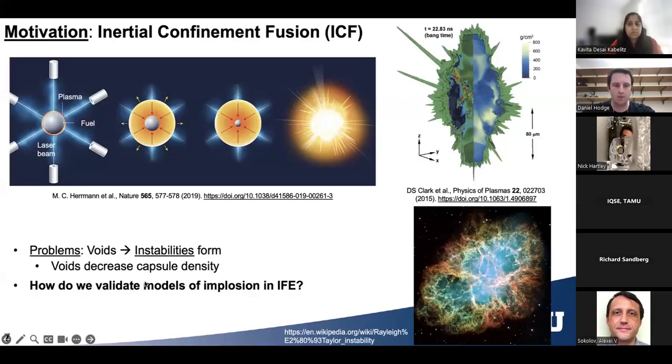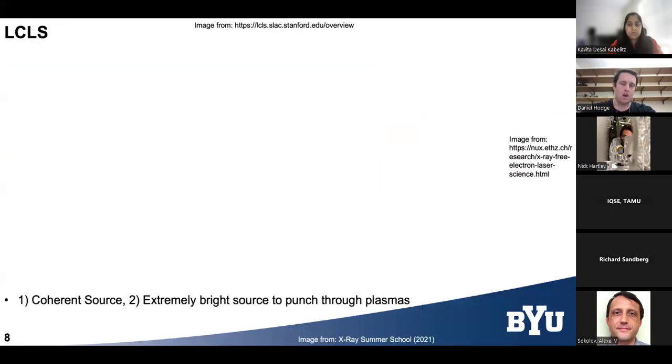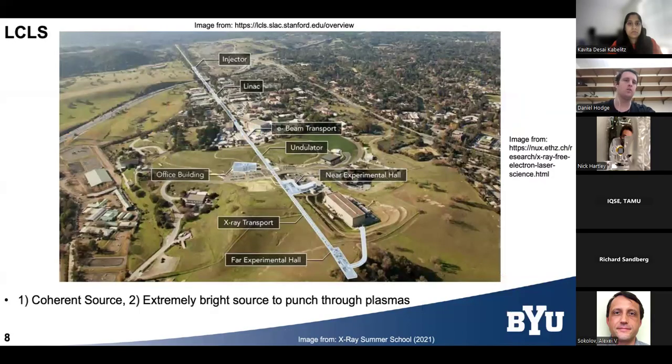So the question we need to ask here is how do we validate models of implosion in inertial fusion energy? In order to validate models, we need to do experiments, right? And then compare them to hydrodynamic code. And the specific hydrodynamic code we work with is XRAGE, which has been developed by Los Alamos National Labs. But first, before I dive into all of that, we do our imaging at the Linac Coherent Light Source.